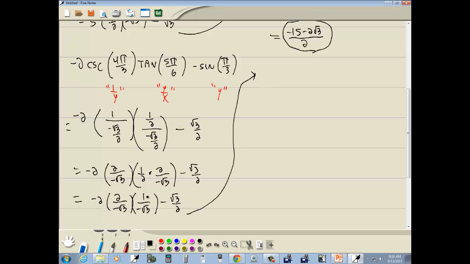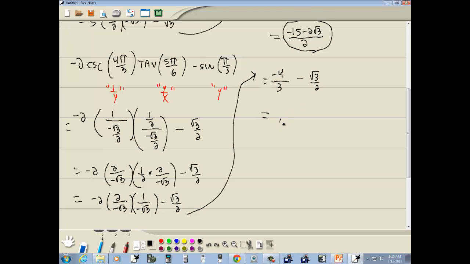Now I'm going to multiply the top parts together. Negative 2 times 2 is negative 4 times 1 is negative 4. And I'll multiply the bottom parts together. Negative times negative is positive. Square root of 3 times square root of 3 is 3. Minus square root of 3 over 2.